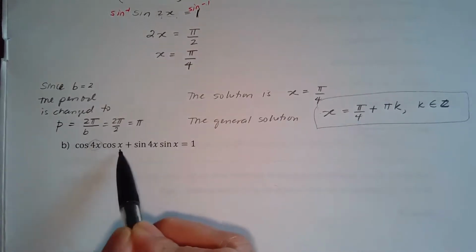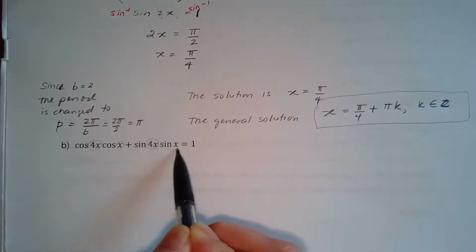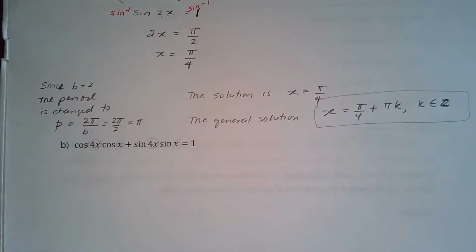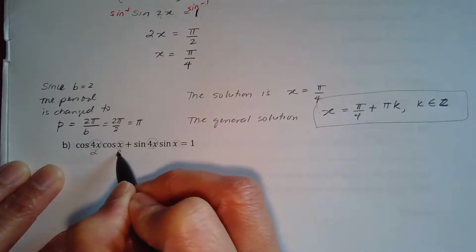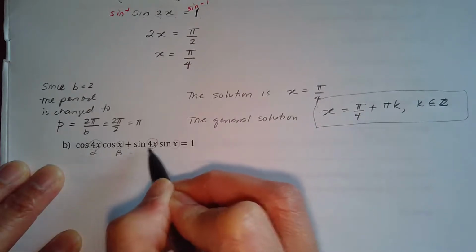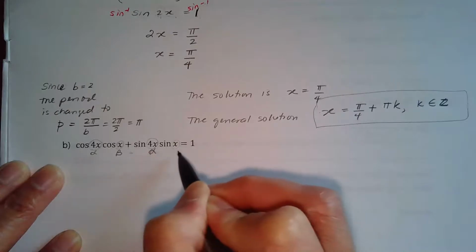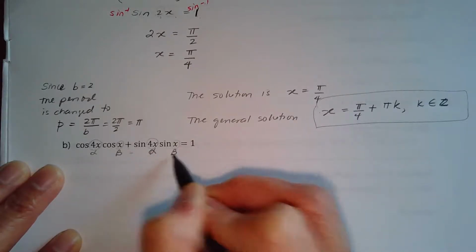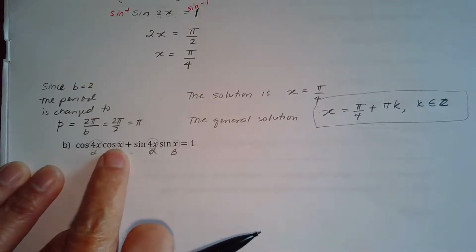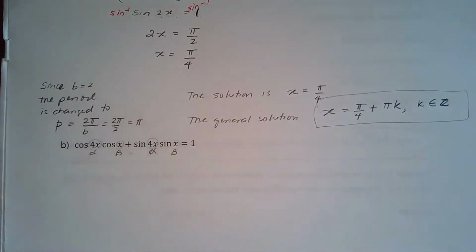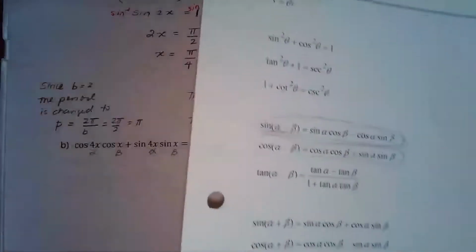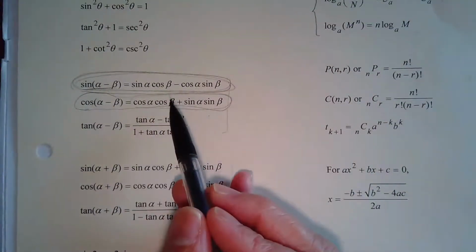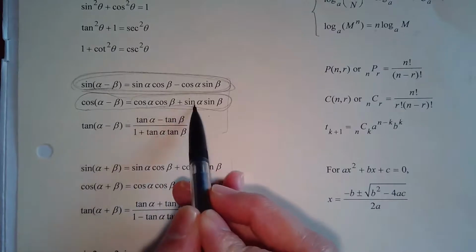Cos of 4x times cos of x plus sine of 4x times sine of x is equal to 1. Where is this? So this is our alpha, this is beta, plus sine of alpha, sine of beta. So where is cos plus sine? Let's take a look at this. Cos of alpha, cos beta plus sine alpha, sine beta.